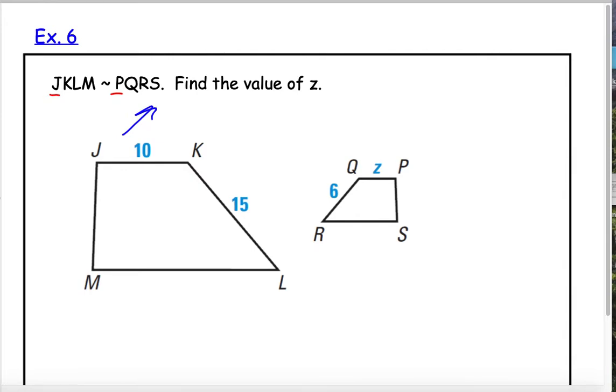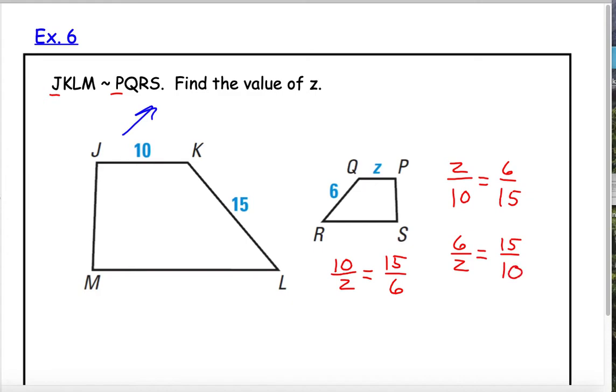Let's write a proportion. So how about 10 matches up with Z equals 15 with 6. So that's one way to do it. Somebody else might come along and say, I want to start with Z. Z over 10 equals 6 over 15. Somebody else might say, hey, I want to do 6 over Z equals 15 over 10. And yet, one person who wasn't paying attention might want to do 10 over 6 equals 15 over Z.